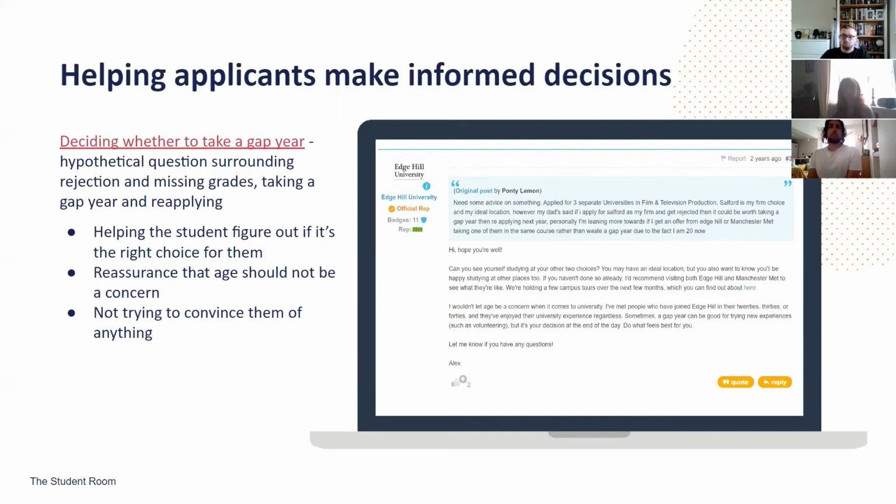They reassure them as well that age shouldn't be a concern for them either. And they're not trying to convince them of anything either, and I think that's really important. You want to remain as impartial and neutral as you can. You don't want to try and influence or advertise your university. You want to take a step back and help them with what they're trying to ask. So yeah, really good example here.